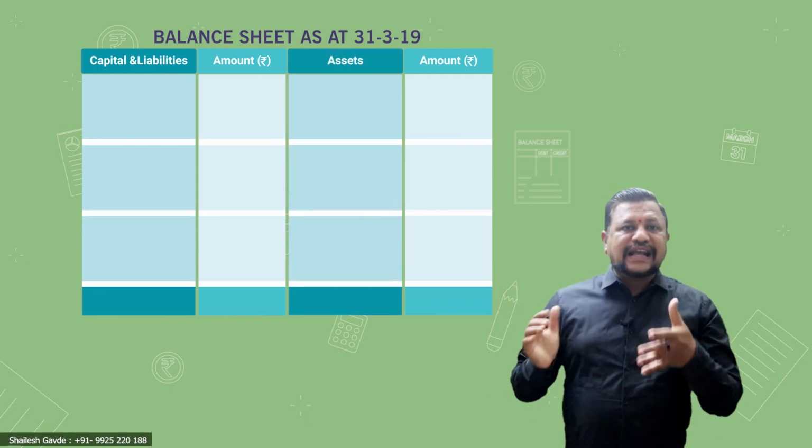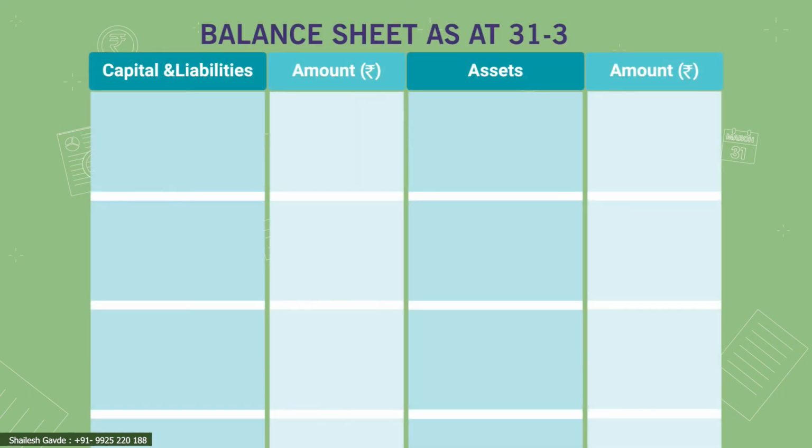On capital and liability side, the first item we record is capital. We start with opening capital, that is capital at the beginning of the year. With that we add additional capital introduced by the firm, if any. From that we deduct drawings throughout the year. With that we add or subtract net profit or net loss which we have derived in profit and loss account, and we get closing capital, that is capital at the end of the year.